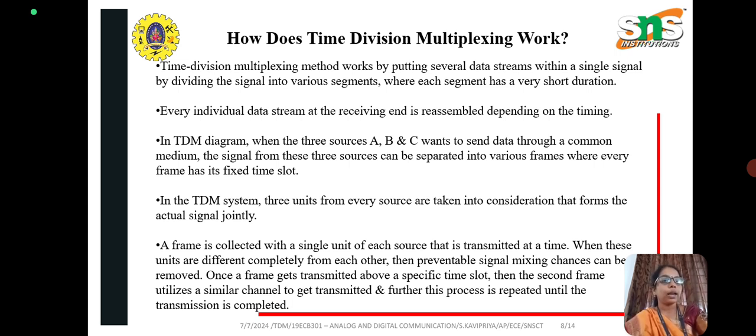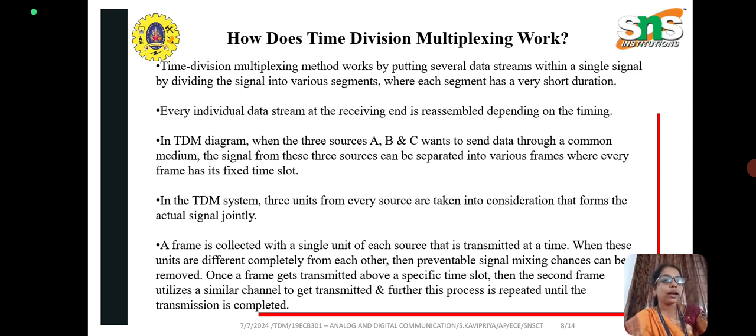In the TDM diagram we have seen here, in the previous diagram we have three sources A, B and C. We want to send the data through a common medium. The signals from these three sources can be separated into various frames where every frame has its own fixed time slot. In the TDM system, 3 units from every source are taken into consideration that jointly form the actual signal. A frame is collected with a single unit of each source that is transmitted at a time.